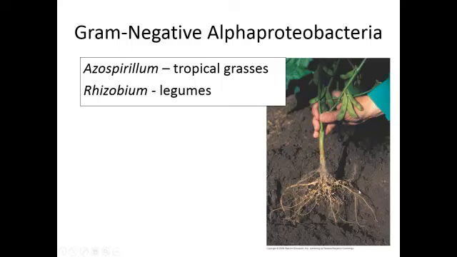So does this relationship sound similar to the cyanobacteria? It does, doesn't it? Very interesting. Now Azospirillum forms a similar relationship with some tropical grasses. Rhizobium is found in temperate areas. Azospirillum performs the same ecological function in tropical areas.